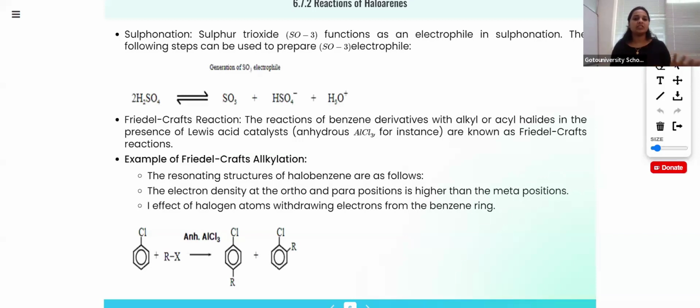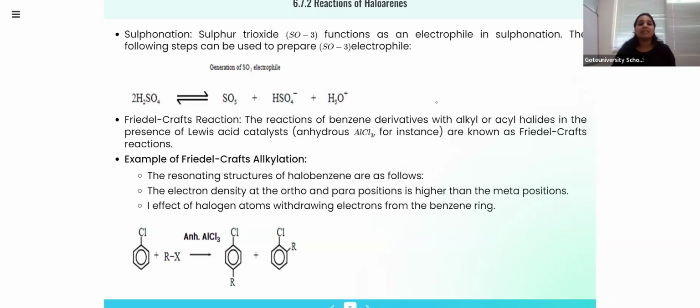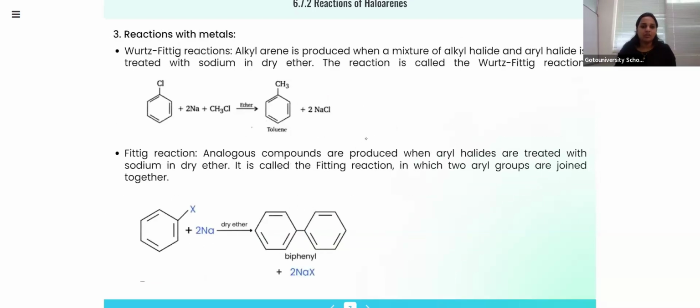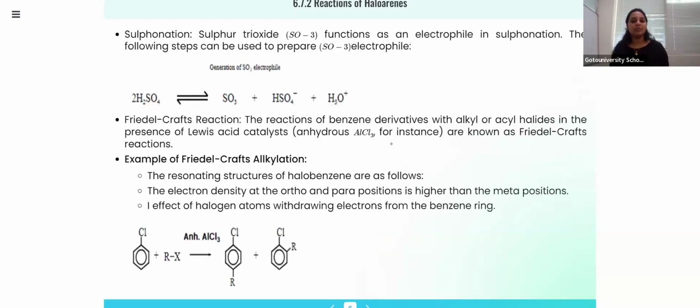Another reaction is the Friedel-Crafts reaction. Friedel-Crafts reactions are of two types, Friedel-Crafts alkylation and acylation. Alkylation means we are adding the alkyl group. The reagent in the Friedel-Crafts reaction is always anhydrous aluminum chloride. Here the alkyl halide is taken, so the alkyl group is substituting at the ortho and para positions. We are getting a mixture of products. Acylation means the acyl group will be introduced instead of the alkyl group. That is the difference.